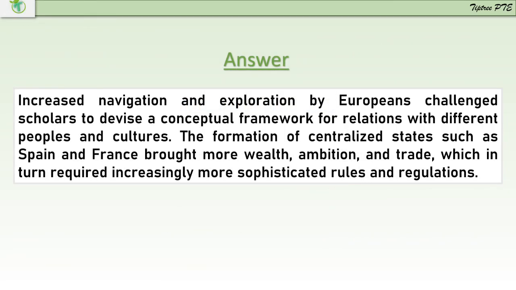Increased navigation and exploration by Europeans challenged scholars to devise a conceptual framework for relations with different peoples and cultures. The formation of centralized states such as Spain and France brought more wealth, ambition, and trade, which in turn required increasingly more sophisticated rules and regulations.